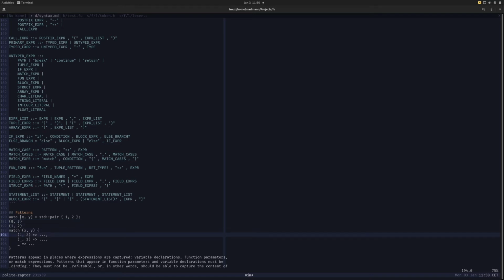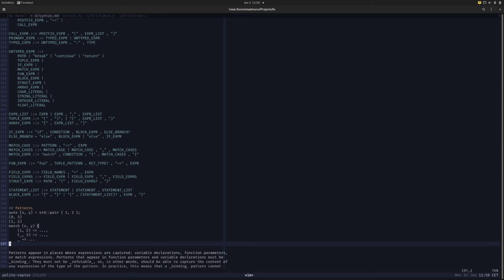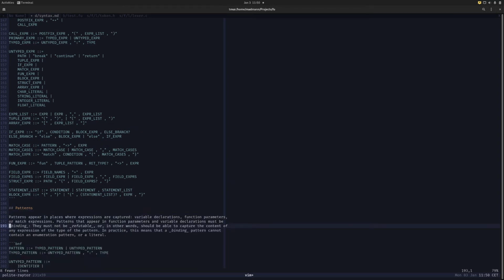It will not be matched by 1, 2. So 1, 2 and underscore comma 3, these things are not binding. They're not irrefutable. They are refutable, in other words, which means they can fail to bind the value, which means they cannot appear as the left-hand side of a variable initialization, or in function parameters, because the restriction we put on function parameters and variable declarations is that the declaration has to be binding.